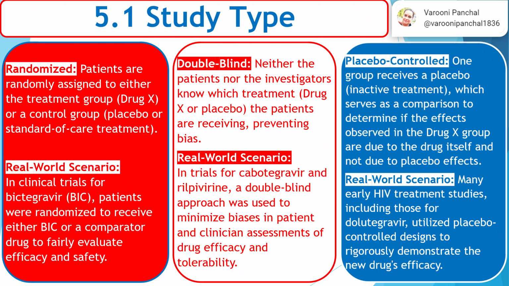Placebo-controlled. One group receives a placebo, inactive treatment, which serves as a comparison to determine if the effects observed in the drug X group are due to the drug itself and not due to placebo effects. Real-world scenario. Many early HIV treatment studies, including those for dolutegravir, utilized placebo-controlled designs to rigorously demonstrate the new drug's efficacy.